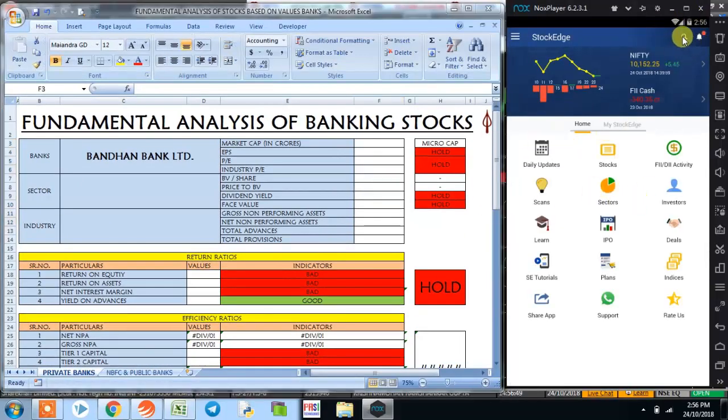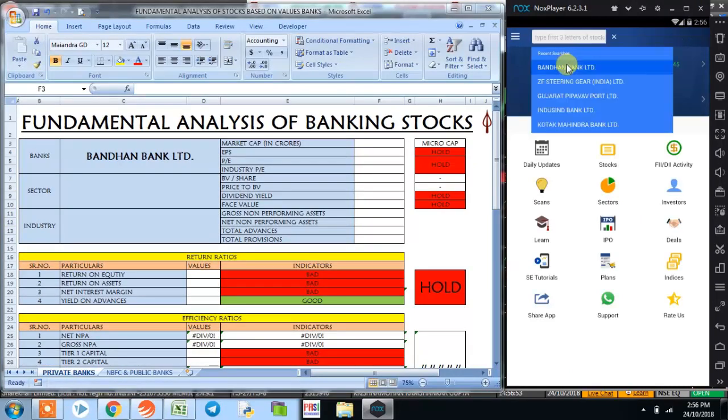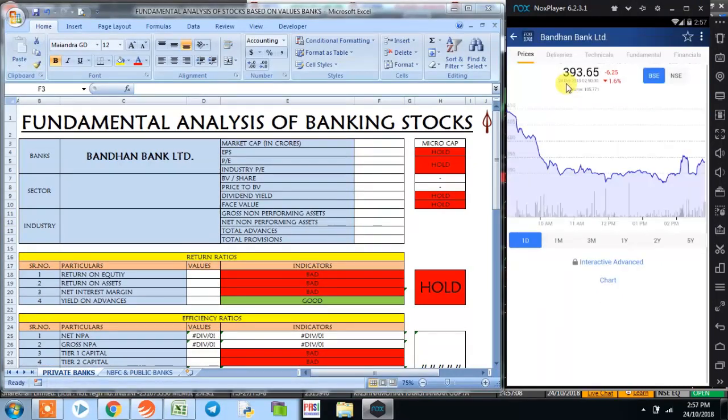So in the search bar, we click Bandhan Bank Limited. We could see here that the last traded price of Bandhan Bank Limited was 393.65 on 24th of October 2018. Now let's understand about the technical chart of this stock, that is Bandhan Bank Limited.